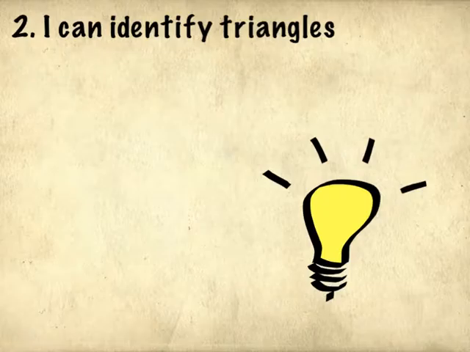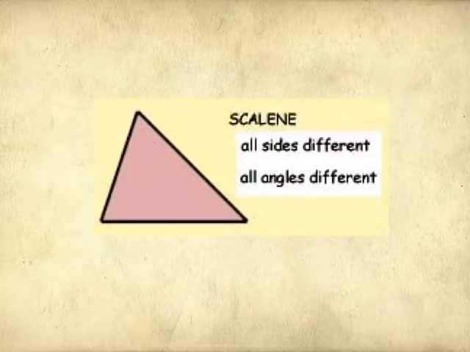And that should have been reviewed, so that's all I'm going to say about probability today, and we're going to move on to identifying triangles. There are a number of different types of triangles we're going to look at. The first one is scalene. A scalene triangle has all different sides and all different angles. So this is a scalene triangle.